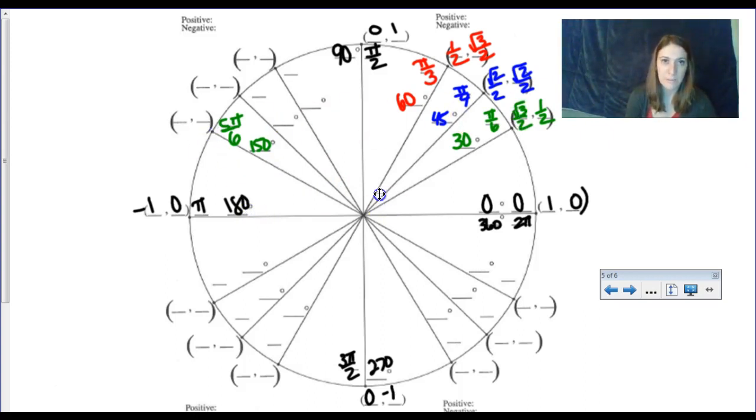We just have to remember that little mnemonic device. All are positive. Sine is positive. Hello, that's not even the right order.